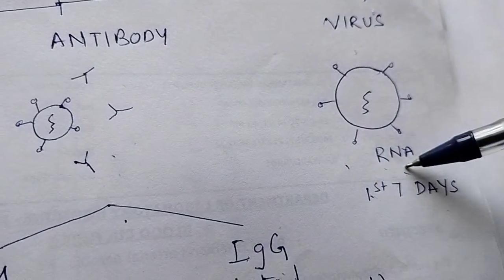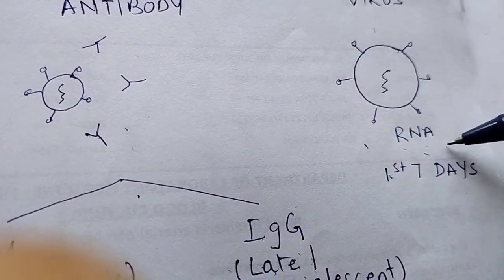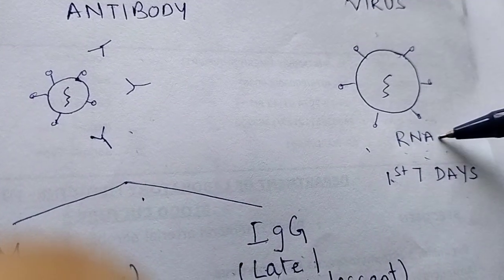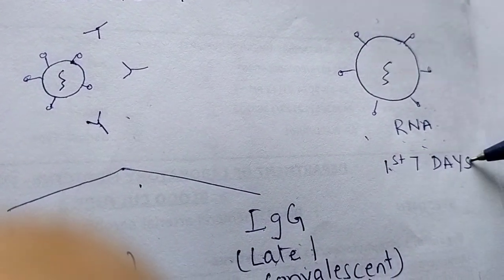Third type of test detects the RNA from the virus. Now we use molecular tests, that is PCR methods, for detecting this RNA, and this RNA is also present in the first 5 days of illness.